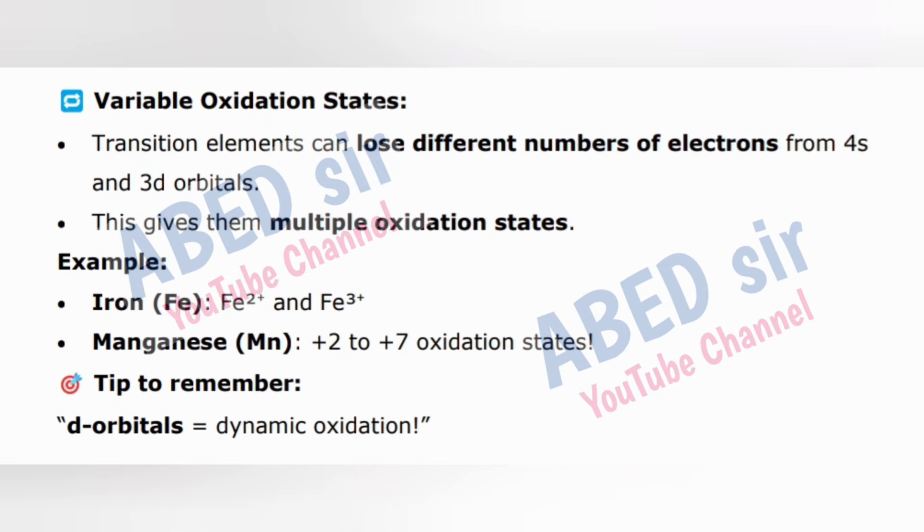Variable oxidation states. Transition elements can lose different numbers of electrons from 4s and 3d orbitals. This gives them multiple oxidation states. Example: iron, Fe²⁺ and Fe³⁺. Manganese, Mn, plus 2 to plus 7 oxidation states. Tip to remember: d orbitals is equal to dynamic oxidation.